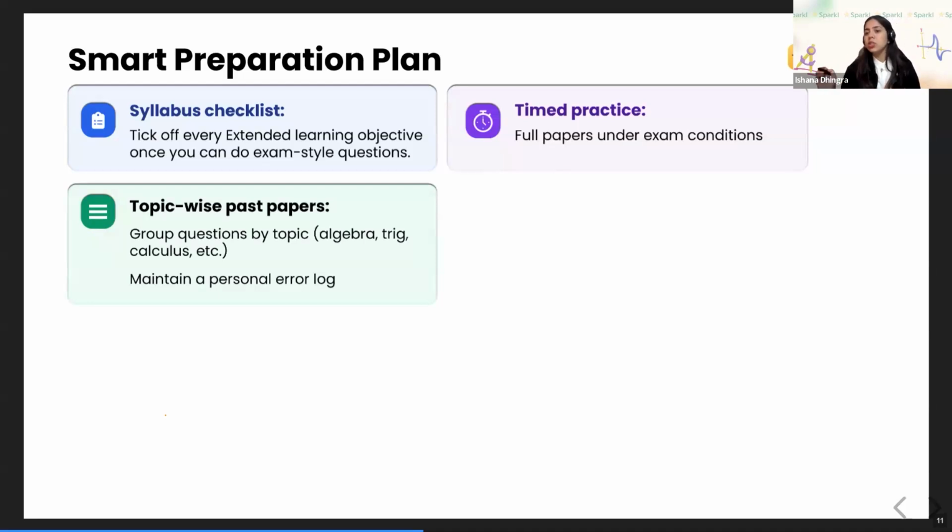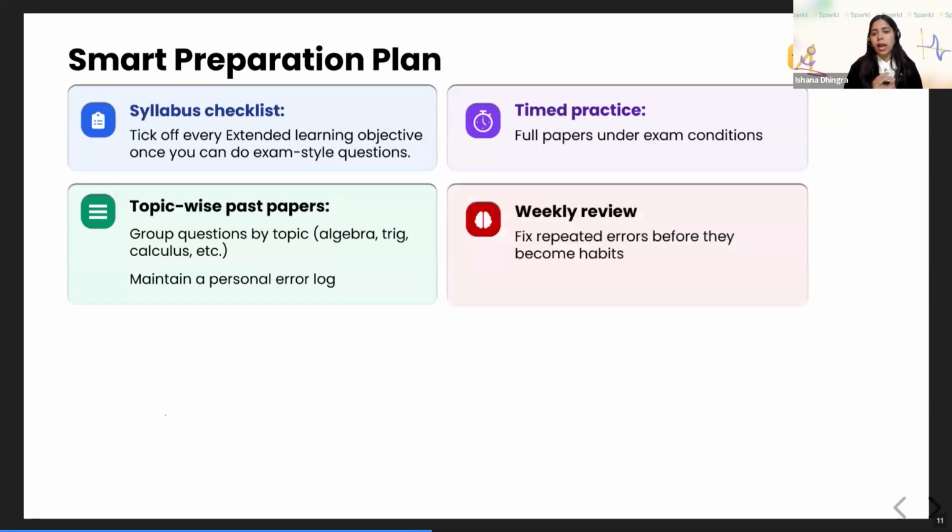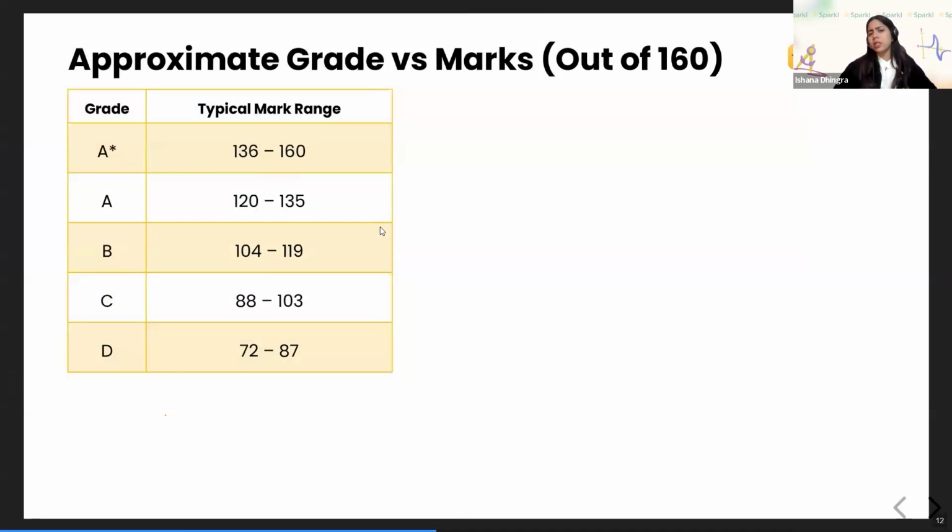And maintain a personal error log. See what mistakes you are making. It's okay to make mistakes, but you should learn from them. You should record them, for example the errors in a certain kind of question, or errors in double angle identities, and then see what you are doing to eliminate those errors. And then finally, weekly review: how many errors have you fixed, because you have to fix the repeated errors before they become habits.